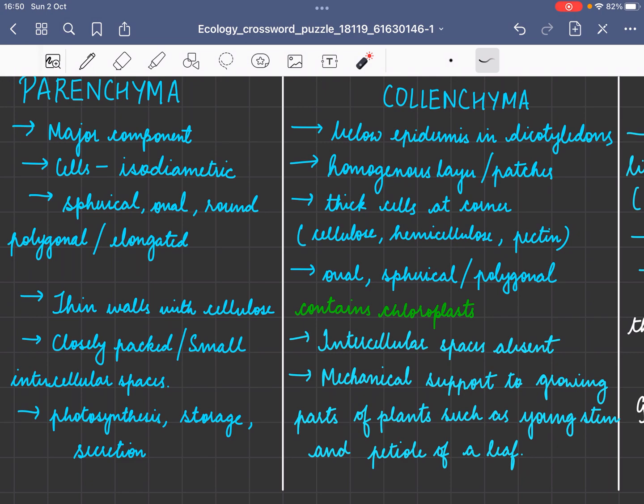You have the shape of the cell: oval, spherical, polygonal. Here also spherical, oval, round, polygonal, elongated and all that. Here you have thick walls, here you have thin walls. At the corner it's only made up of cellulose here, but it can be made up of cellulose, hemicellulose and pectin. Here there are only small intercellular spaces, but here intercellular spaces are absent. So the different functions: this only gives rise to photosynthesis, storage, secretion, but here mechanical support to the growing parts of the plant such as the young stem and petiole of the leaf. So that is about collenchyma.